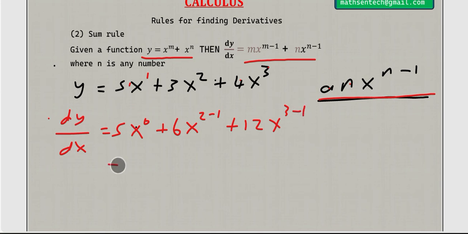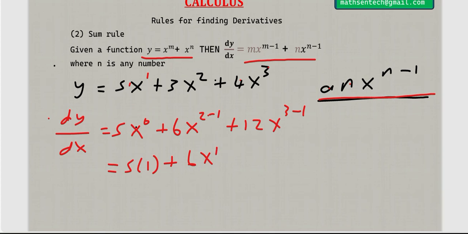Okay, so you're going to get here 5 times 2. Remember we said x to the power 0 is 1, so 5 times 1. Plus 6, 2 minus 1 is 1. So we said any number raised to power 1 is what? Is the same number. So x raised to power 1, because 2 minus 1 is 1. So 6x to power 1 is the same as 6x. Okay, so we don't need this one here.